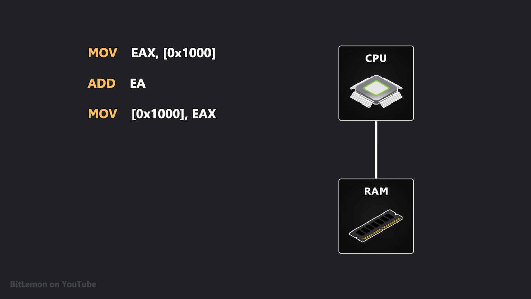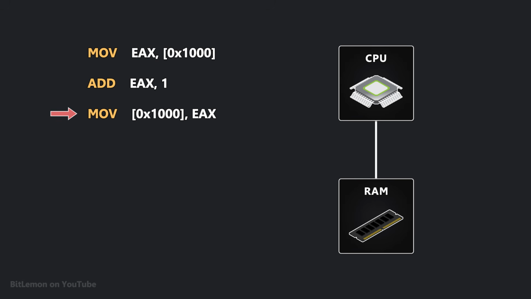Here's an example of incrementing a value by 1. The first move instruction loads the value from main memory at address 1000 into the EAX register. The add instruction adds 1 to that number, and the second move instruction stores the updated value back into main memory at the same address.